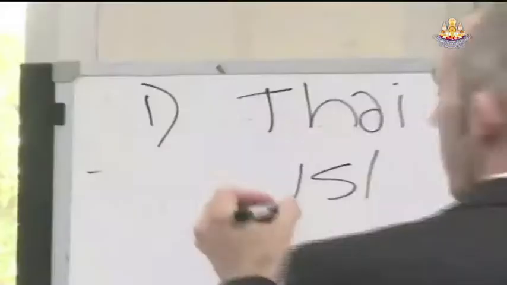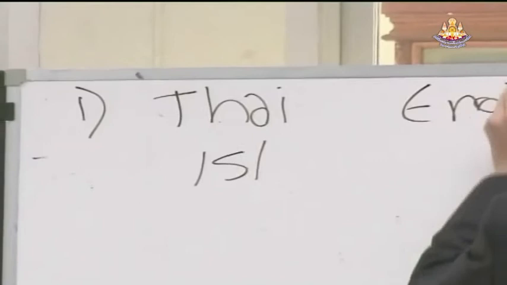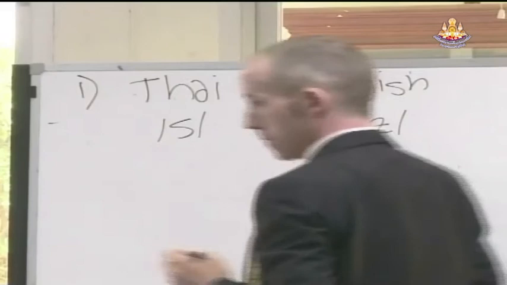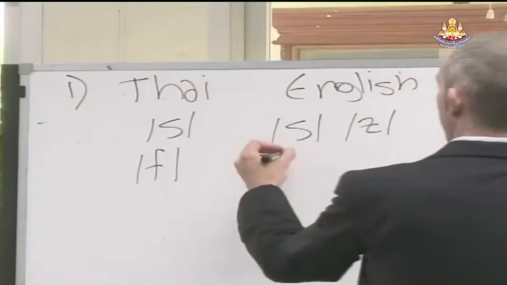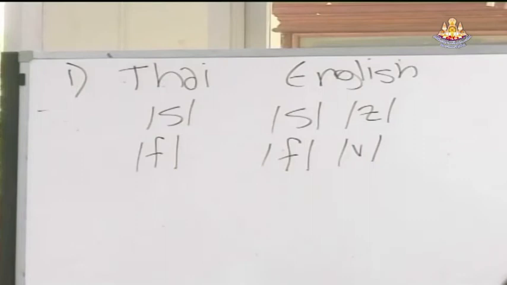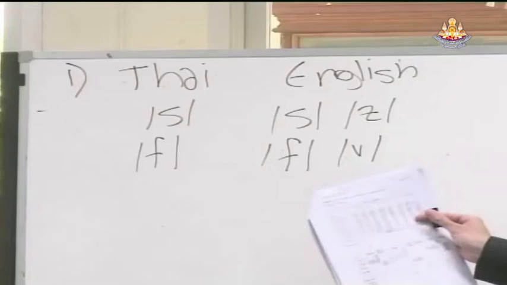All right, so in Thai, you have S, right? But in English, we have S and Z. That's important for you to understand the difference. In Thai, you have F. But in English, we have F and V. This is important for you because you don't have the sound in Thai. It's difficult for you and for your students.